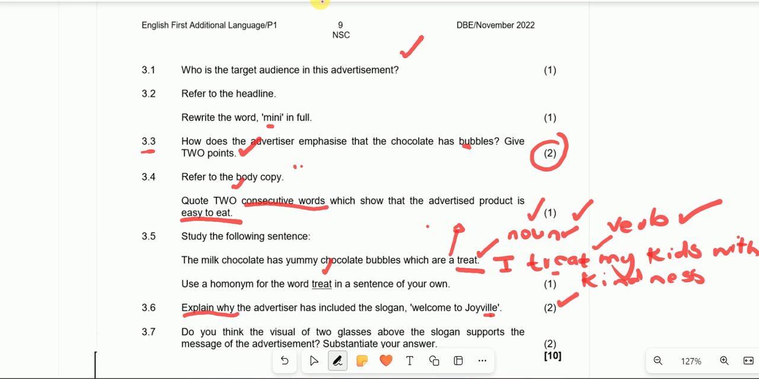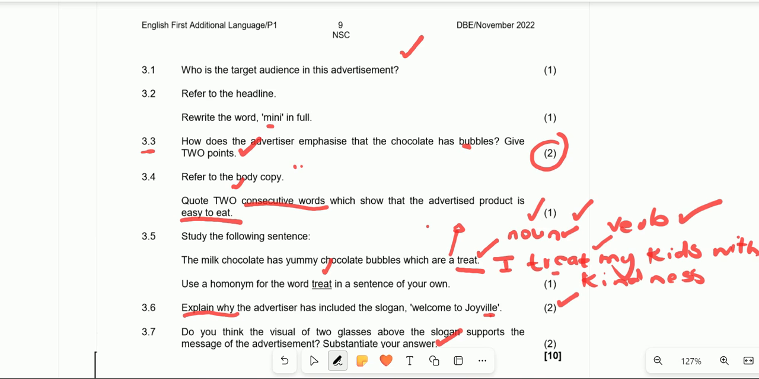And then the last question, it's an open-ended question. Do you think the visual of 2 glasses above the slogan supports the message of the advertisement? And then what does it say? Substantiate. I'm going to repeat again. Learn to fully respond to questions. Substantiate and do you think. Once you see do you think, it means that you must fully reason with substantive reasoning for that matter. So you must fully respond to the question.